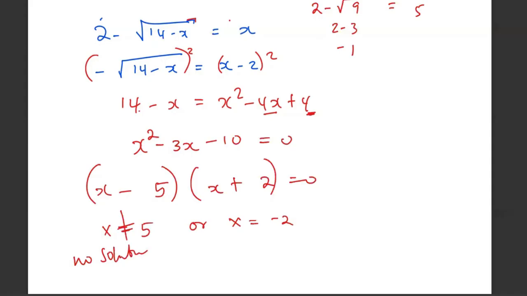If I try with negative 2, it's going to be 2 minus the square root of 14 minus negative 2. That's 16, and the square root of 16 is 4. So 2 minus 4 gives us negative 2, which is the x here. So that is the solution of interest.